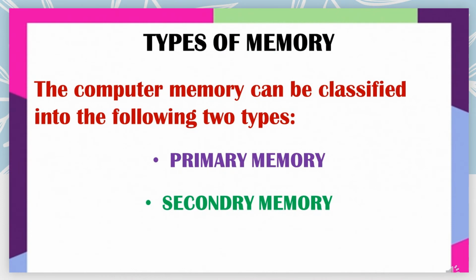So children, there are two types of memory. Memory can be classified into two types. First is primary memory and the second is secondary memory. Primary memory is the main memory or the internal memory, and secondary memory is the outside memory or the external memory. Okay children?